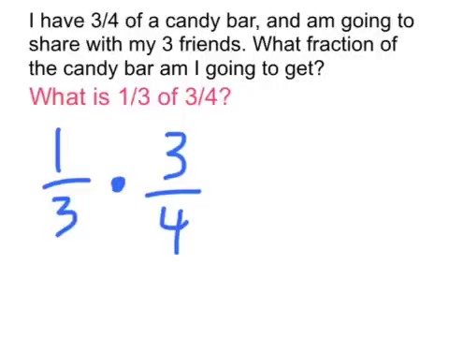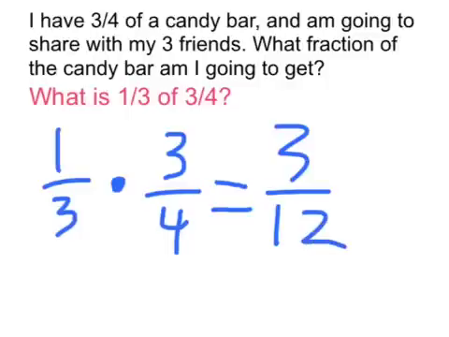Now, the multiplication is actually quite simple when you're multiplying fractions. You do not need a common denominator like you do when you're adding or subtracting. Instead, you just multiply straight across. So we're going to do 1 times 3 to get 3 for our numerator. And then for our denominator, we're going to do 3 times 4 to get 12.